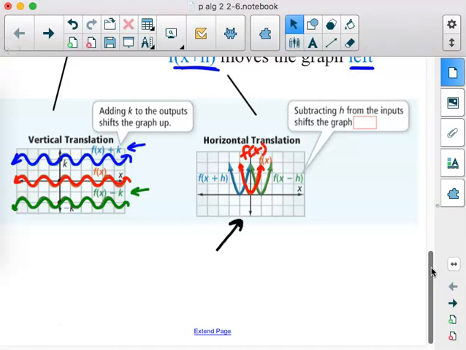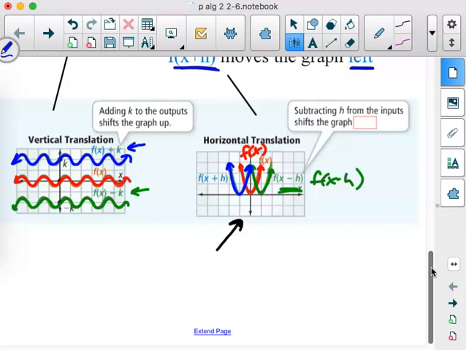And now I notice that my shifting is inside the parentheses. So I take a look at the green one, and I say, x is attached to that, and x always behaves the opposite. So that's actually going to move things to the right, and it does. So f of x minus h actually moves it to the right. And then the blue one moved it to the left. Well, again, to the left we'd normally think negative, but it's inside with the x, so it has to be the opposite. That's going to be f of x plus h.